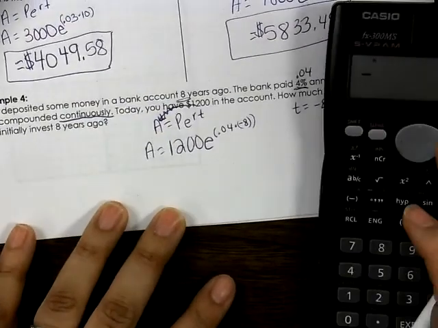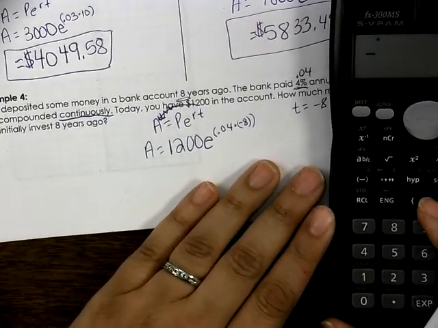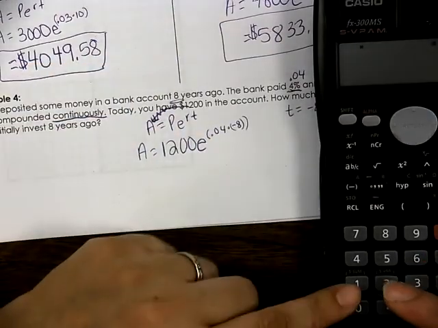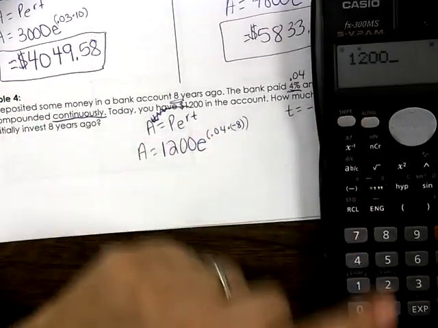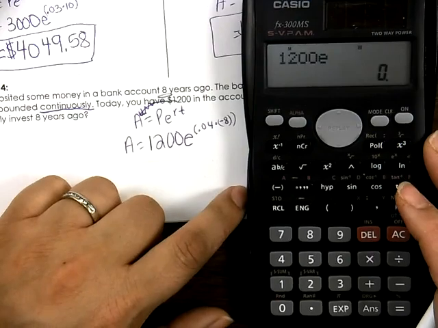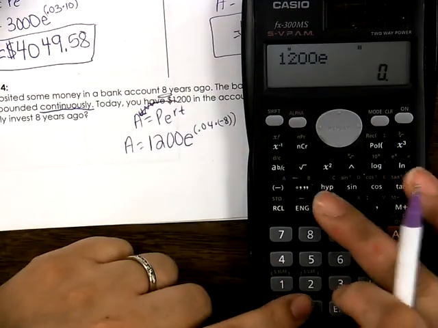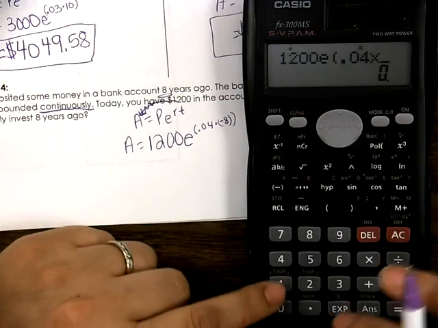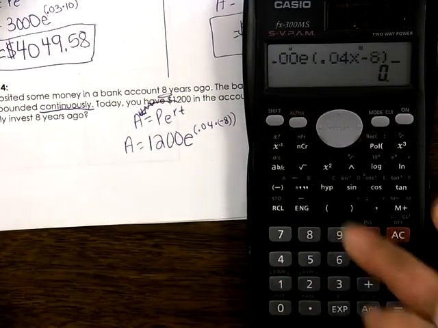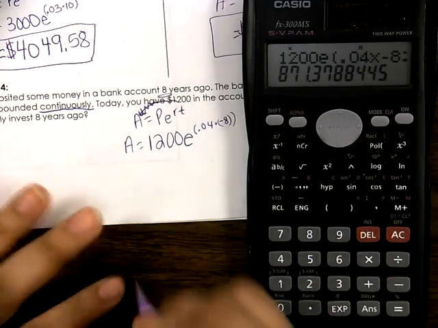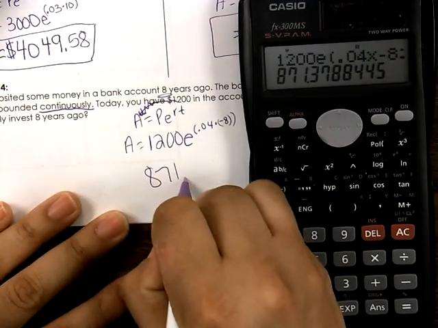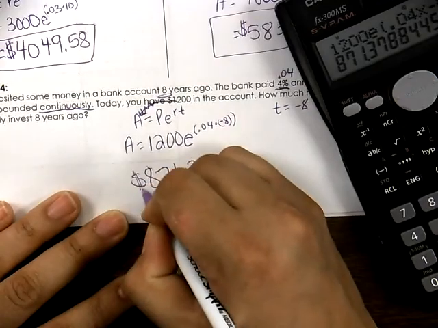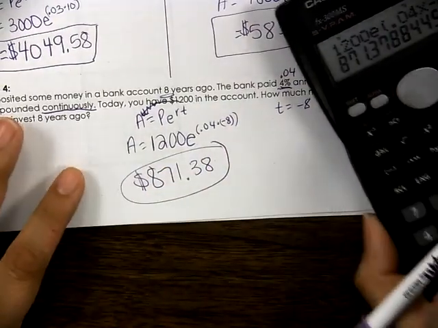Now the answer we get should be less than 1,200 because this was 8 years ago that we put in a certain amount and we ended up with 1,200 when we were done. So 1,200, Shift LN to get the e, parentheses 0.04, oops, times -8. And that comes out to $871.38 once you round that up. That is the final answer.